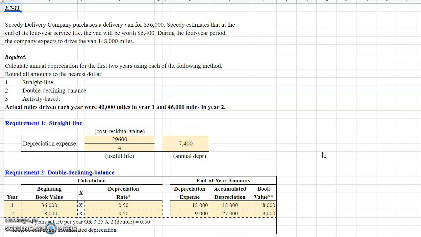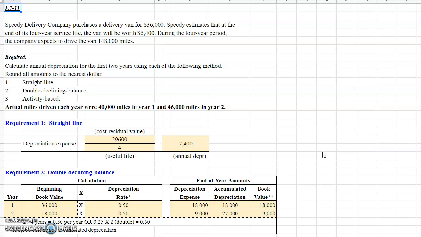The rate is a percentage, or you can do it as a fraction, whichever makes more sense to you. Straight line is 4 years. Double that is 2 years. 50% rather than 25%. We take that amount of depreciation in the first year. Then it shows that the accumulated depreciation is that amount because that's what we've taken so far. The book value is also $18,000.